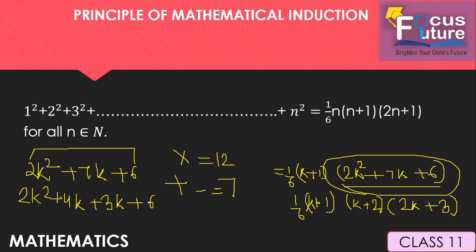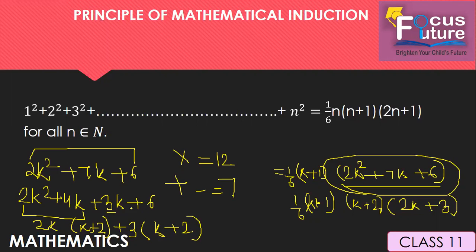plus 6. So take 2k common from these two terms, 2k, then k plus 2. Now take 3 common from this, plus 3 into k plus 2. So from here, k plus 2 would get common. So you would get k plus 2 and 2k plus 3, right? This is how we are getting k plus 2 and 2k plus 3.